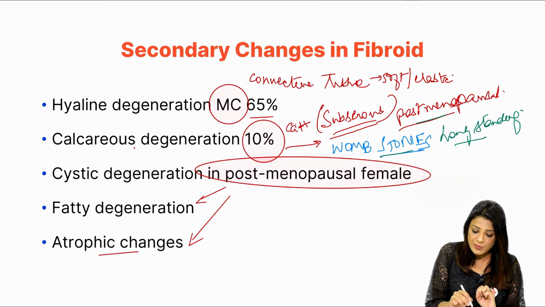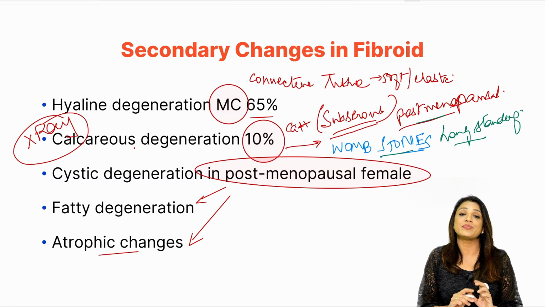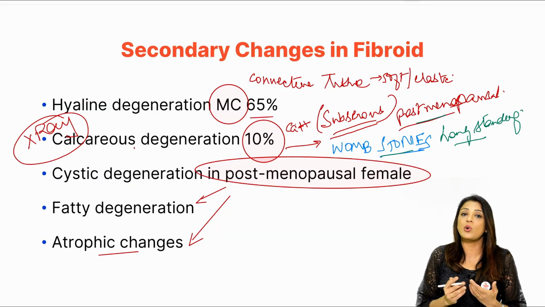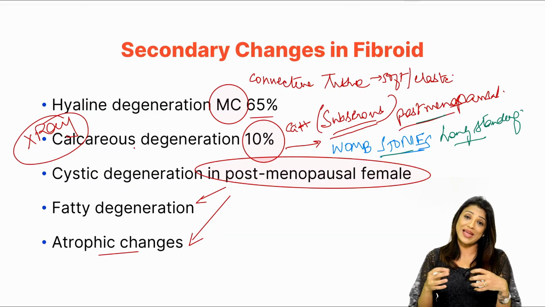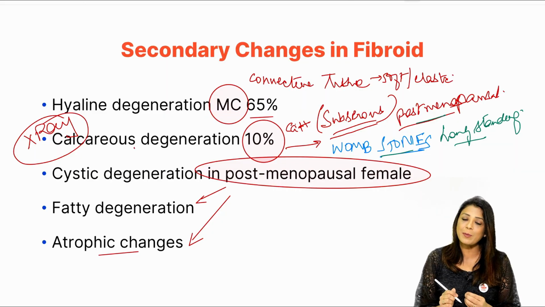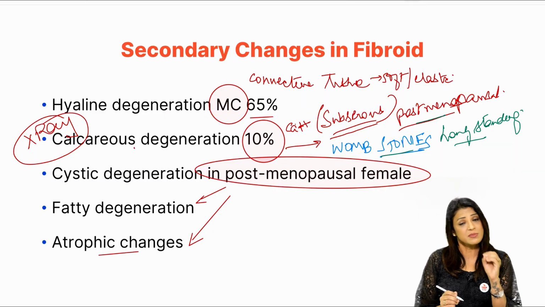So obviously when they become stone like structure, then they will be picked up by the X-ray. So the calcareous degeneration, the fibroids can be seen in X-ray. Normally fibroids are soft tissue, they will not be picked up by X-ray, but if they undergo calcareous degeneration, this can be picked up in the X-ray because of the calcium deposition.